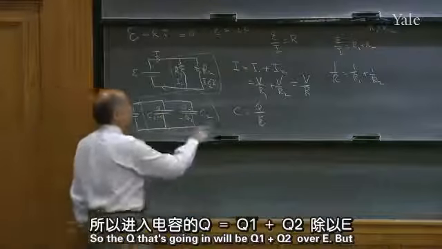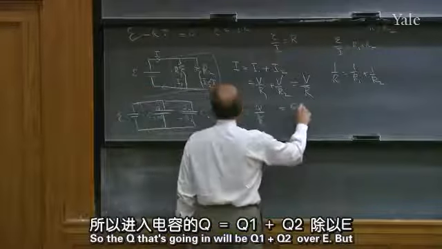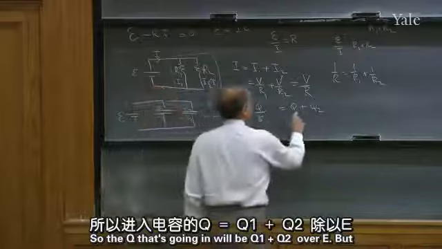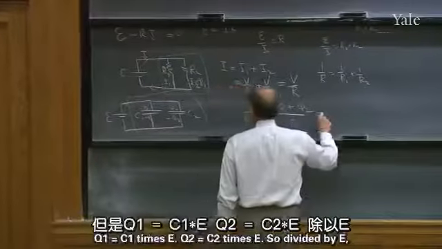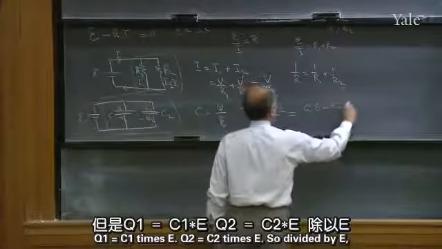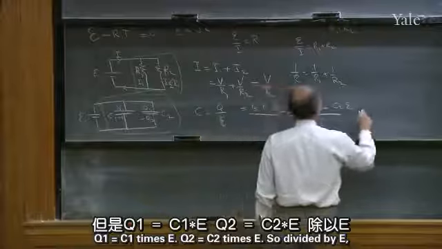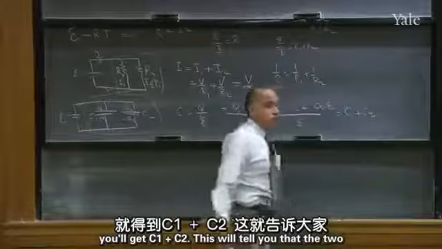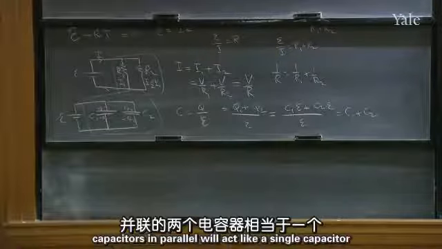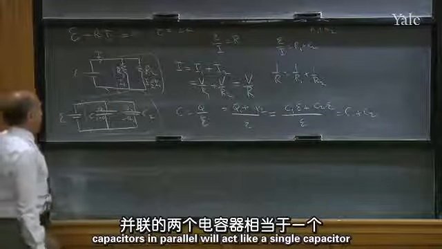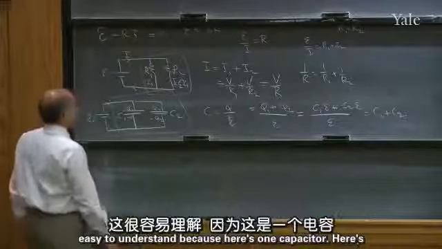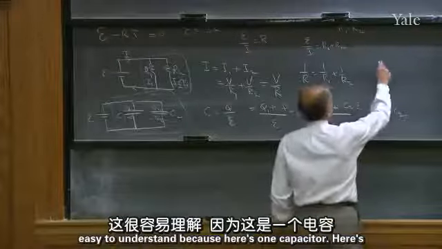So the Q that's going in will be Q1 plus Q2 over E. But Q1 is equal to C1 times E. Q2 will be C2 times E. If you divide by E, you will get C1 plus C2. This will tell you then the two capacitors in parallel will act like a single capacitor whose value is the sum of the two. Now that's actually very easy to understand, because here's one capacitor.